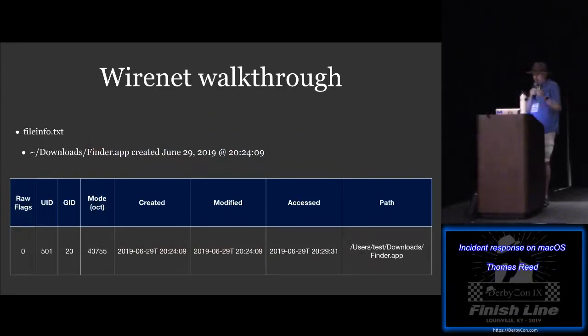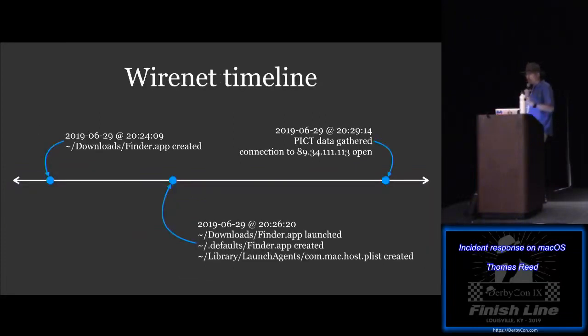And so we can go and look at that finder.app in the downloads folder, see when it was created, which gives you more information about the timeline. And this one's pretty simple. So that's pretty much the timeline here.